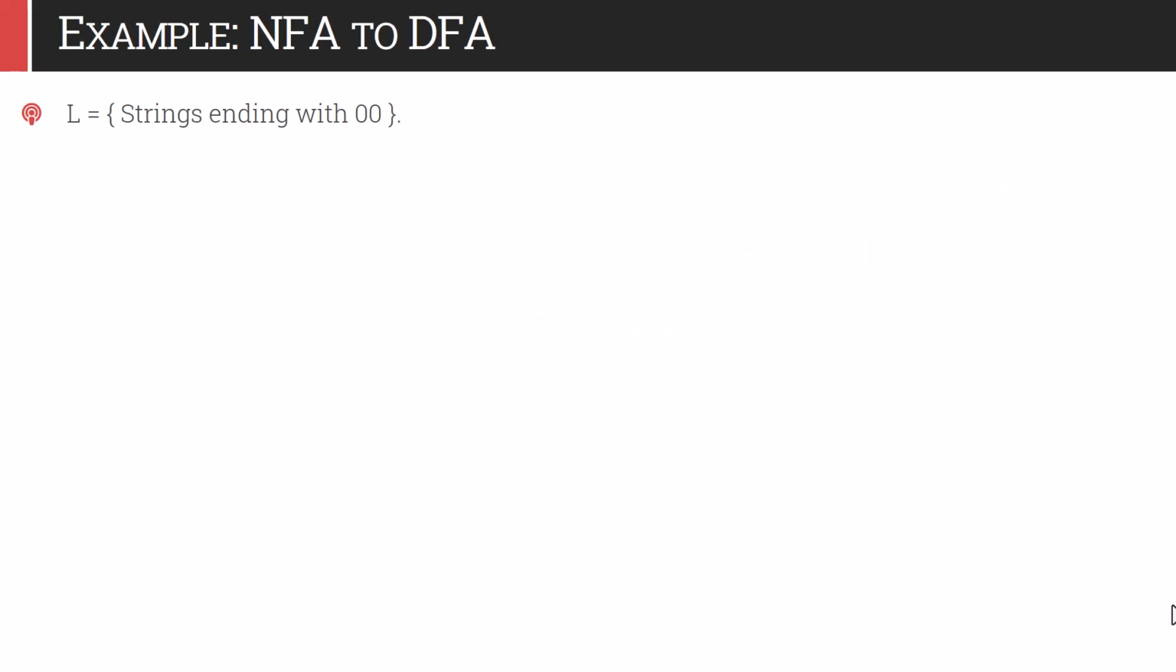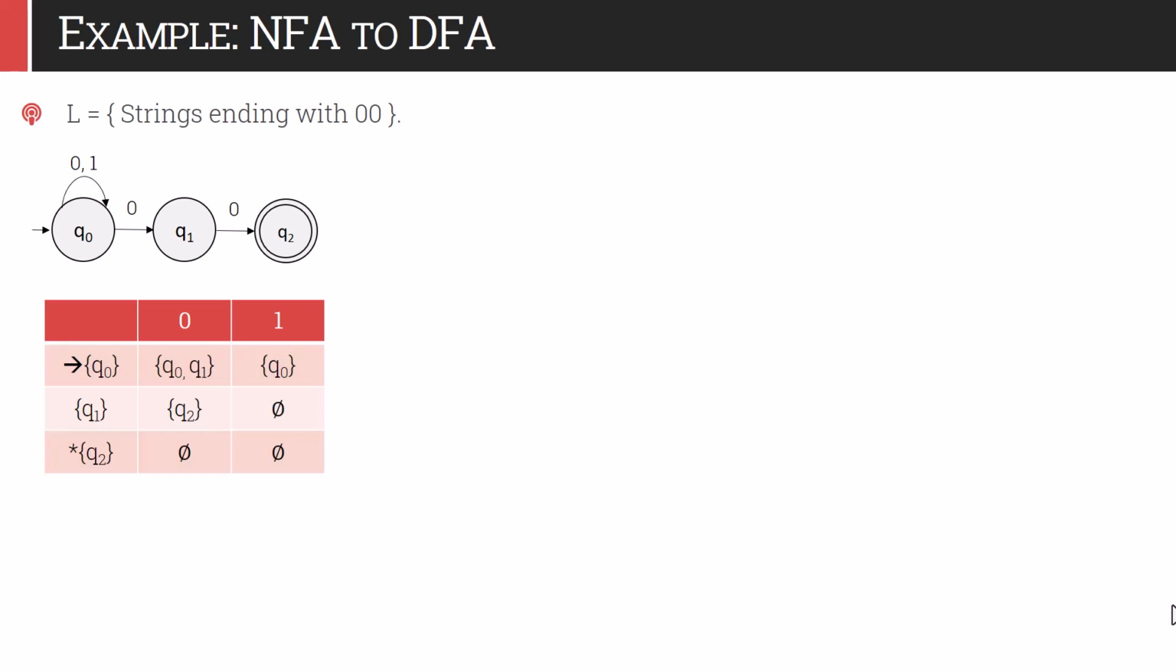Consider the language L, which contains strings ending with 0, 0. So we will construct the NFA first. This NFA accepts the string 0, 0, and the string should end with 0, 0. Before this, we can have any combination of 0 and 1. So this is the desired NFA. As we can see, we can read 0 from Q0, and we are going to state Q0 as well as state Q1. So for the same input symbol, there are two transitions, and hence it is an NFA.